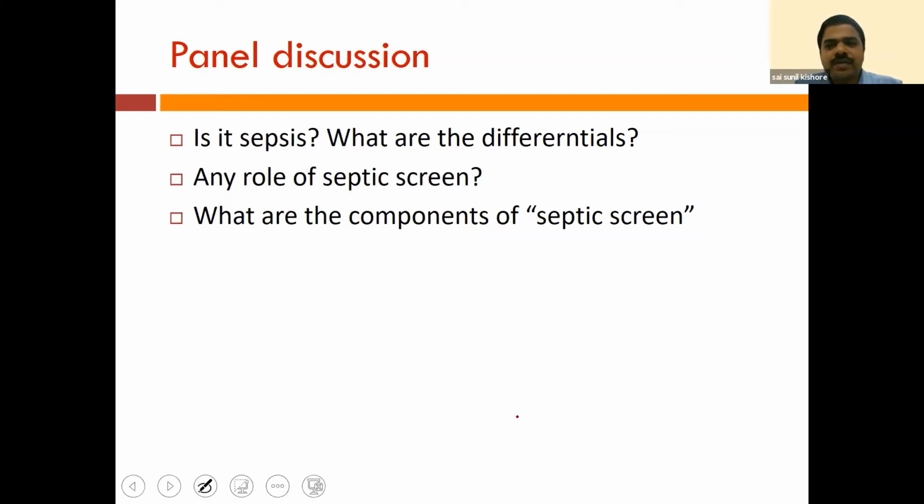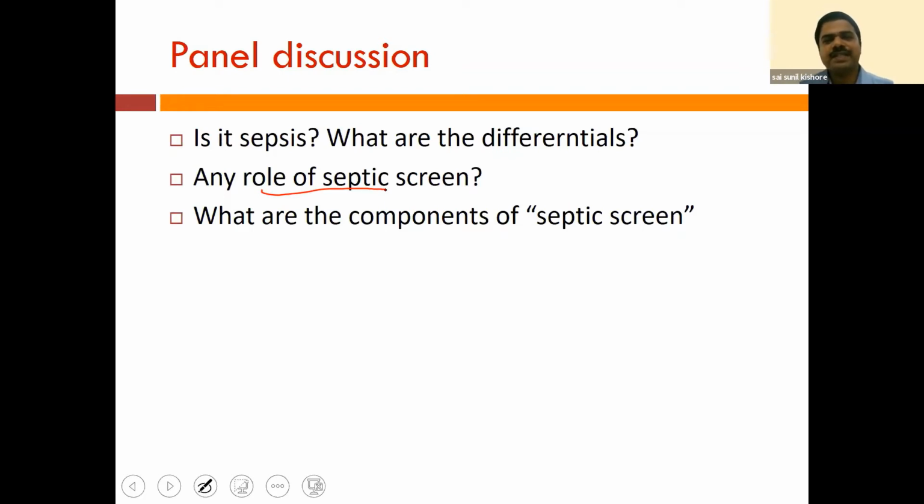And the third possibility, of course, is sepsis. It can be early sepsis. So you have a dilemma in this scenario: whether it is a well baby with mild symptoms, whether it is sepsis or whether it is something else. In those scenarios, you have a role for the septic screen.